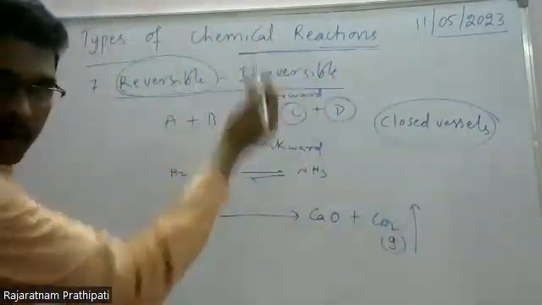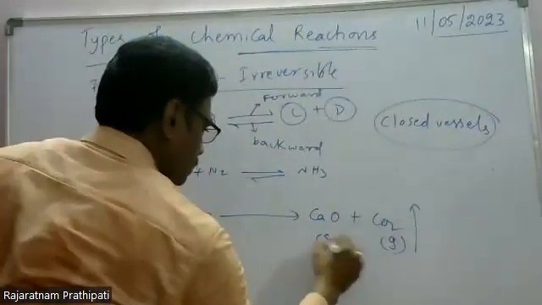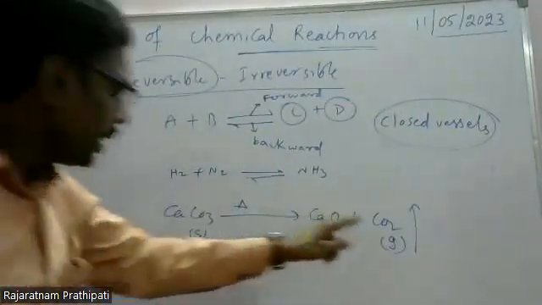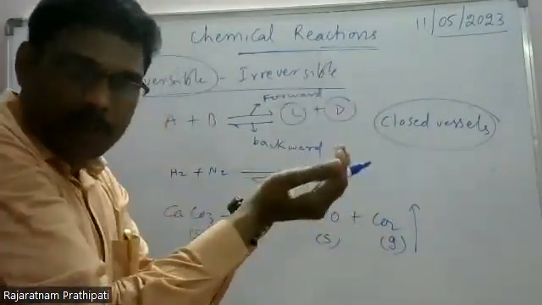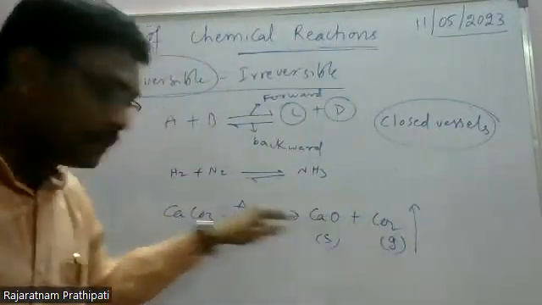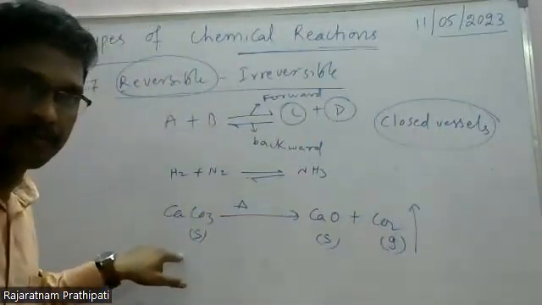Here the upward arrow represents gas. This is solid. This is solid. When we heat this, CO2 escapes in an open vessel. CO2 escapes from the reaction mixture. Then there is no backward reaction.